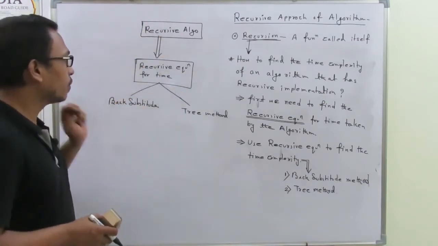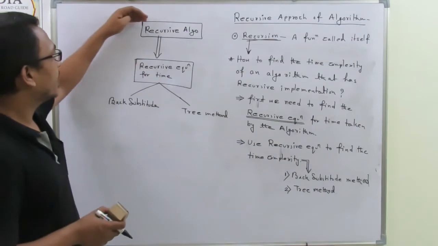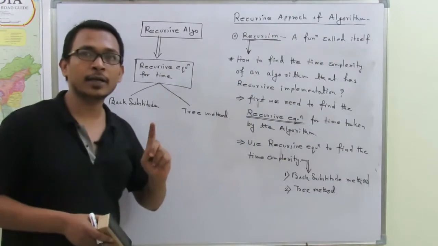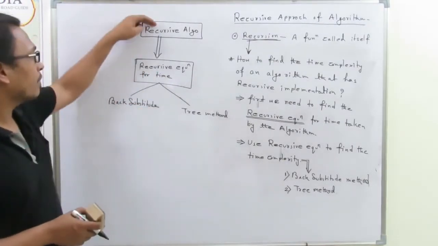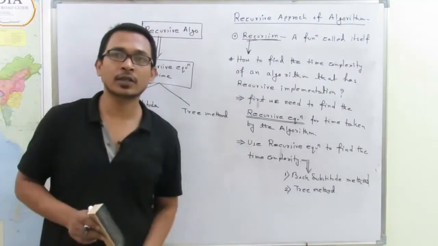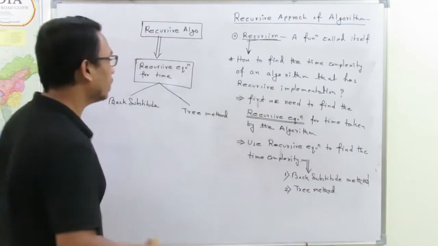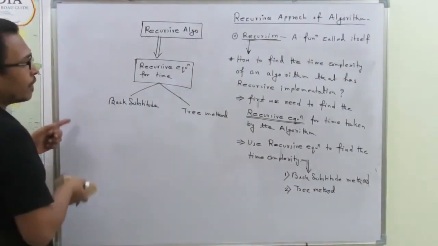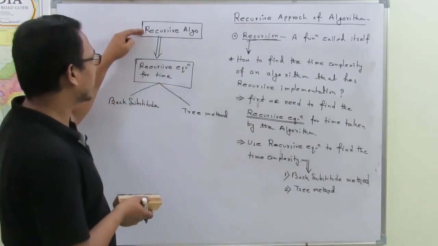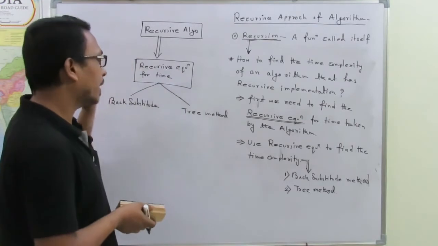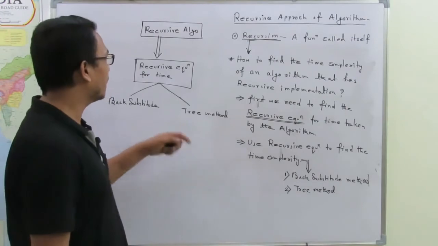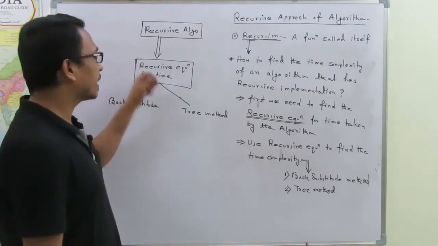So first we need to know how we can convert any given recursive algorithm into its equivalent recursive equation of time. Clear? So let's do it. After we get to know how we can convert any recursive algorithm to recursive equation, then we learn how we can apply back substitute method and tree method to find the time complexity by using this recursive equation.